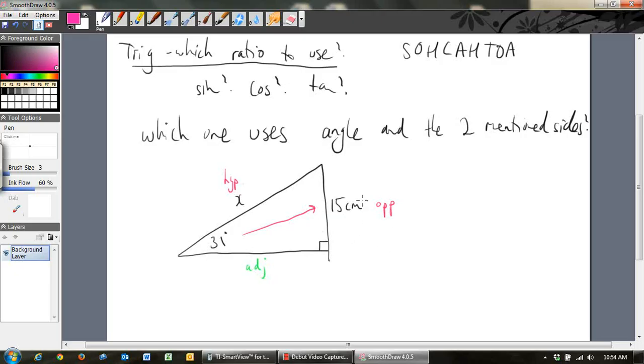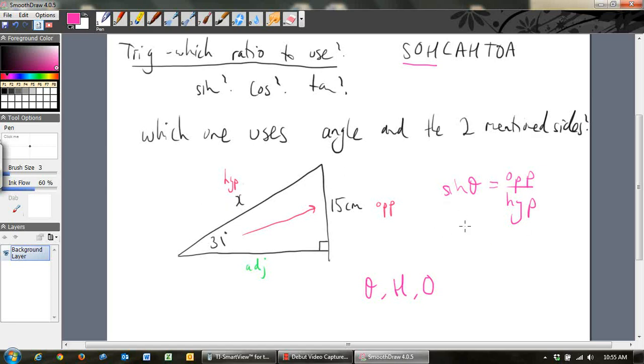So what is the ratio that has an angle, so theta? Which one involves the hypotenuse, so h, and also involves the opposite side, so o? Which one involves those three? So this one here, we've got sine theta is equal to opposite over hypotenuse, and bang, there it is. That's the one we want. So the ratio that we want is sine theta equals opposite over hypotenuse.